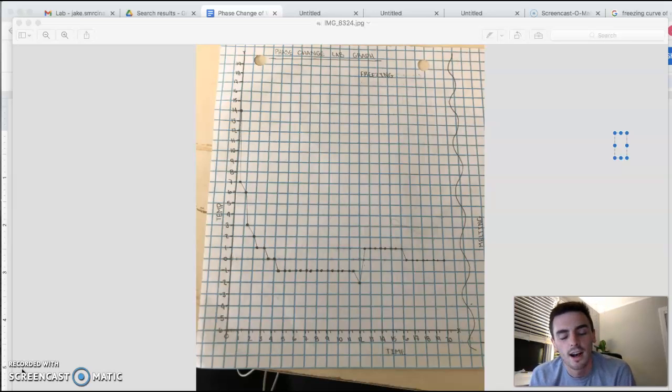If we look right here, guys, this is the really important part. This is where our water in the test tube started to freeze.